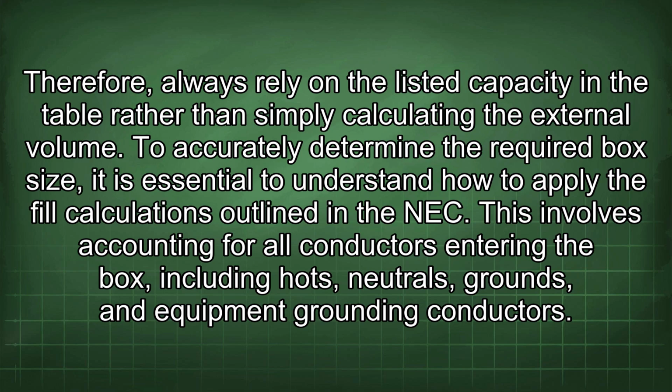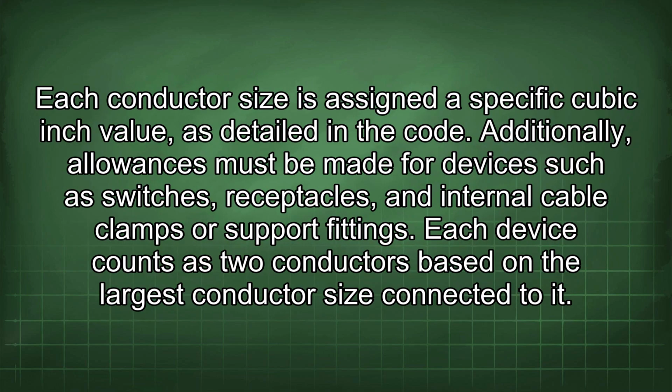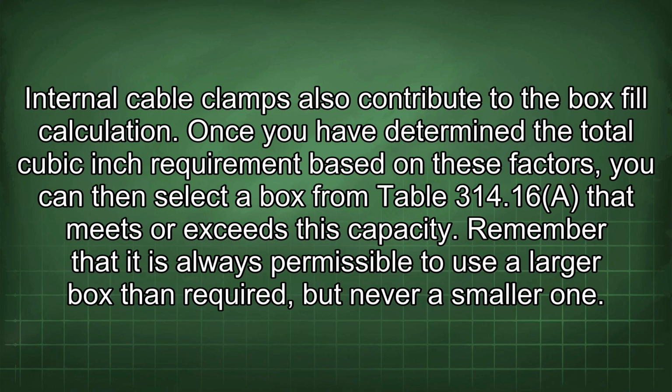To accurately determine the required box size, it is essential to understand how to apply the fill calculations outlined in the NEC. This involves accounting for all conductors entering the box, including hots, neutrals, grounds, and equipment grounding conductors. Each conductor size is assigned a specific cubic inch value, as detailed in the code. Additionally, allowances must be made for devices such as switches, receptacles, and internal cable clamps for support fittings. Each device counts as 2 conductors based on the largest conductor size connected to it. Internal cable clamps also contribute to the box fill calculation.